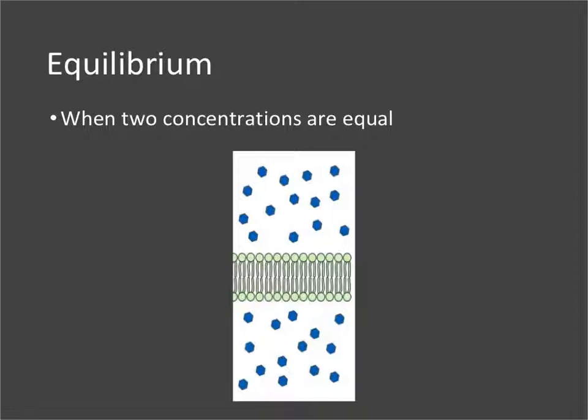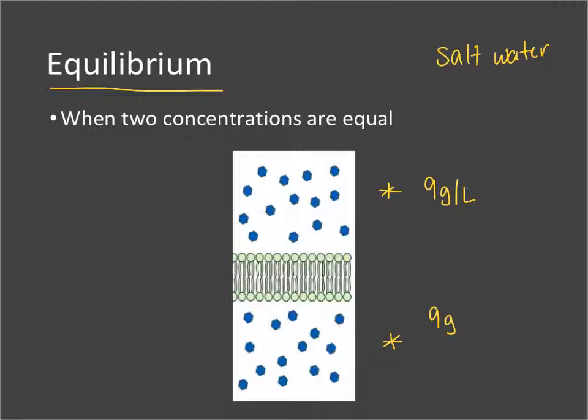When the concentrations of two solutions are equal or the same, we call that equilibrium. So that means that whatever the concentration is in this area is going to be the same as the concentration in this area. For example, if we were looking at our saltwater example that we used on the previous slide, we could say that this area has 9 grams of salt per liter of water. If there is equilibrium, it means that this area also has 9 grams of salt per liter of water. And so this is equilibrium, in which these two values are going to be the same.